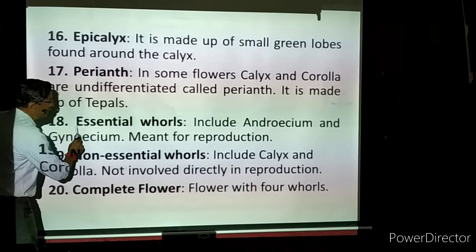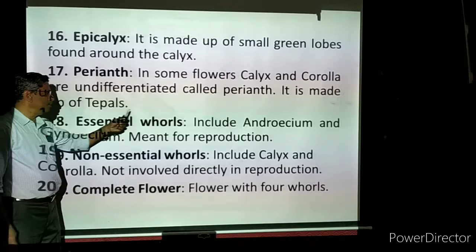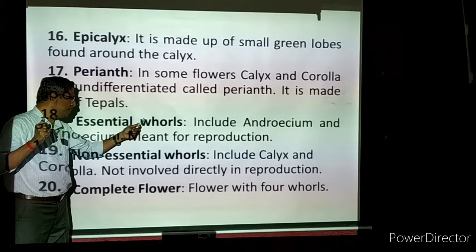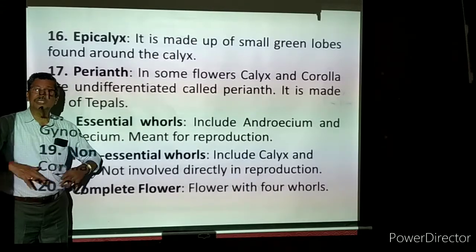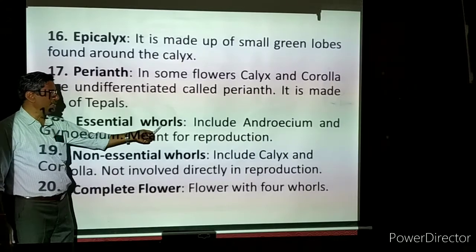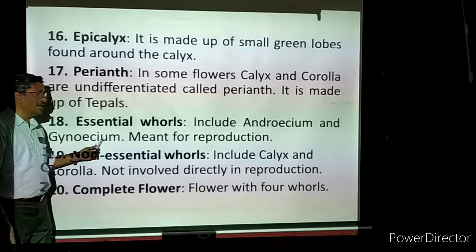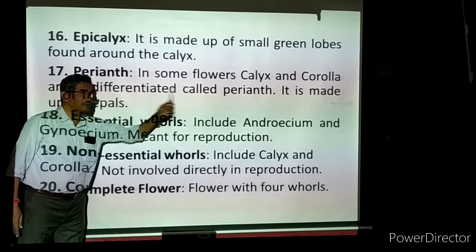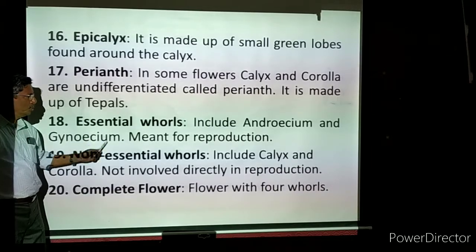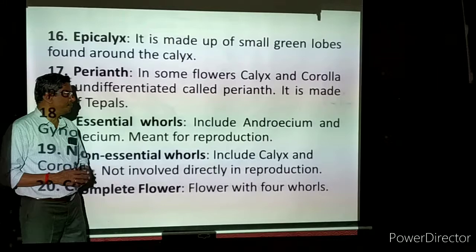The next one is essential whorls. In the name itself we can understand. Out of 4 whorls like calyx, corolla, androecium, gynoecium, essential means the most important whorls. Which are the essential whorls? The essential whorls include androecium and gynoecium. Androecium is the male reproductive part. Gynoecium is the female reproductive part. Both are meant for reproduction. They are involved in reproduction.